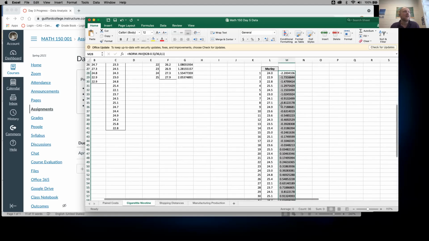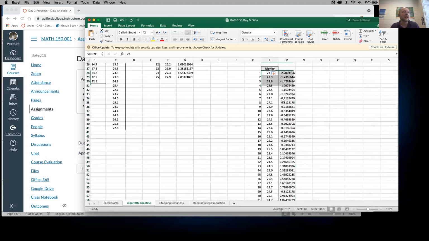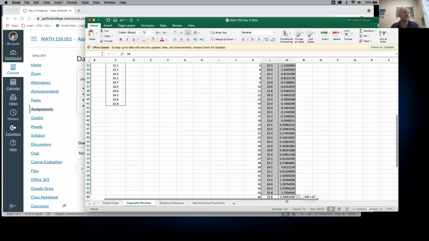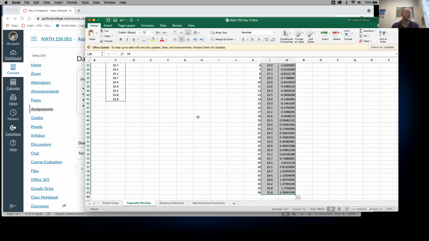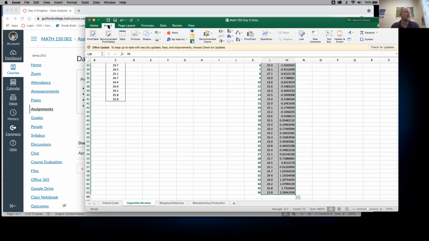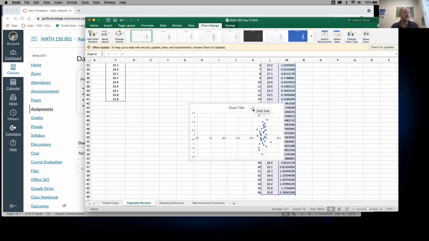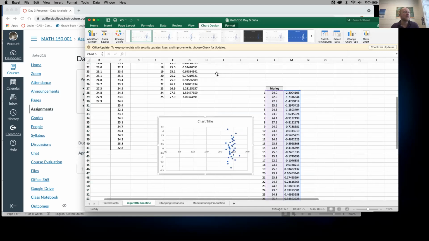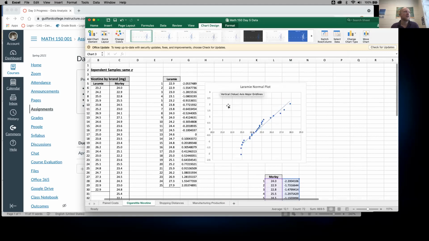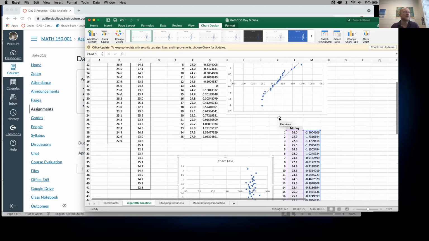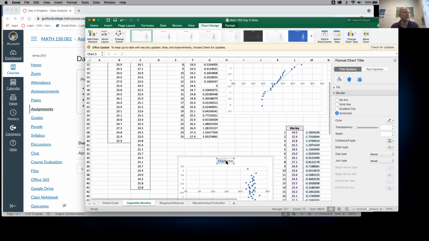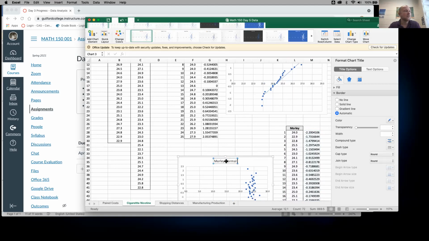No idea why. All right, so we're going to go ahead and highlight those two columns. And then we're going to go to the insert menu, get ourselves a scatter plot. And I'm going to put it a little bit higher here. Oh, wow. Oh, Laramie disappeared temporarily. All right, so this is going to be the Morley normal plot.